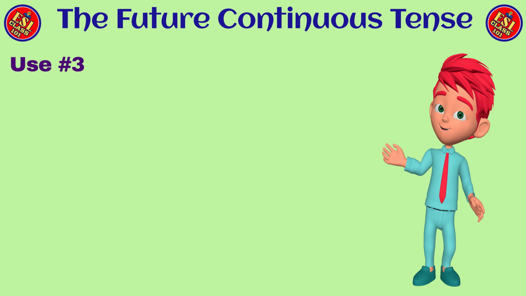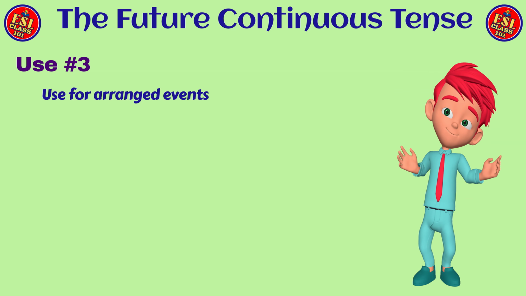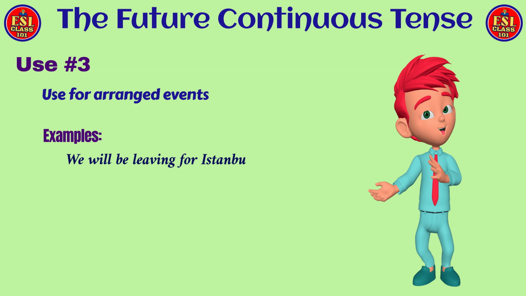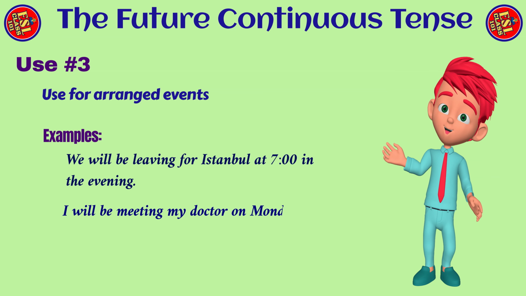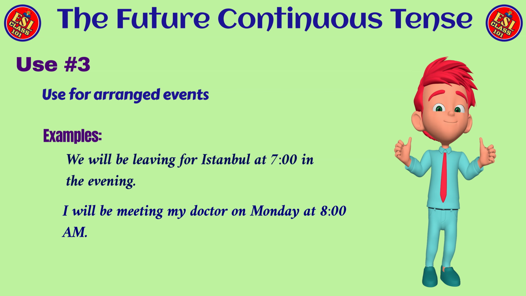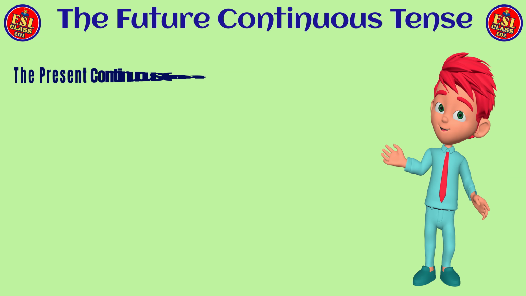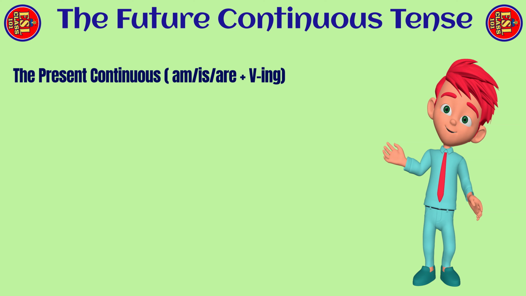We can also use the present continuous when talking about arranged future events. Read these examples. "We will be leaving for Istanbul at 7 o'clock in the evening." "I will be meeting my doctor on Monday at 8 a.m." Note that the present continuous can also be used to talk about arranged future events.